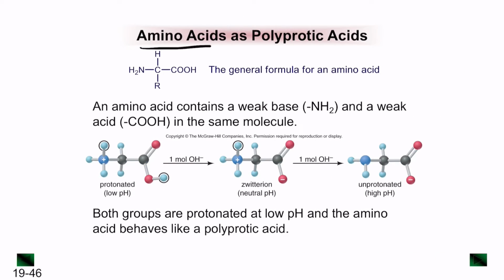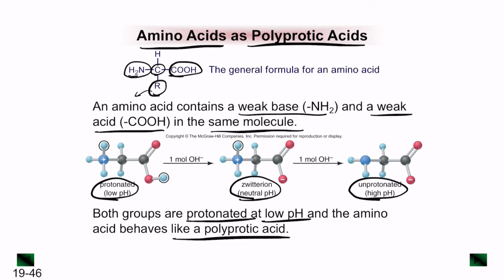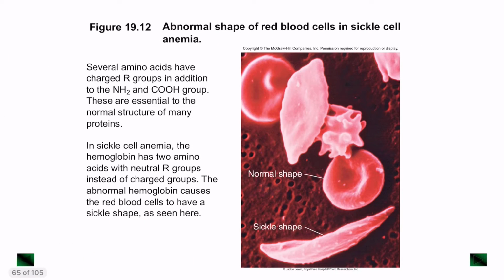Next, let's talk about amino acids as polyprotic acids. So the general formula of an amino acid: you have an amine group attached to a carbon which also has a COOH group attached, along with an R chain. The R here is the side chain. Now an amino acid contains a weak base, which is NH2, and also a weak acid, which is COOH, in the same molecule. Because they have both at the same time, they can protonate, resulting in the formation of a Zwitter ion which has a neutral pH, and they can also deprotonate, resulting in a high pH value. Because both groups are protonated at low pH, the amino acid behaves like a polyprotic acid.